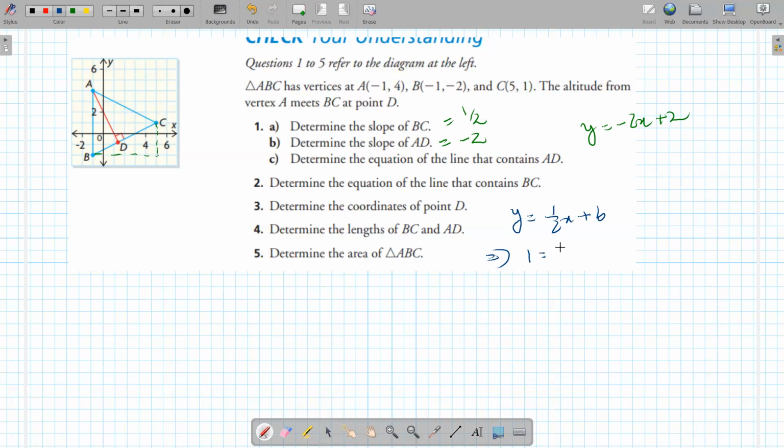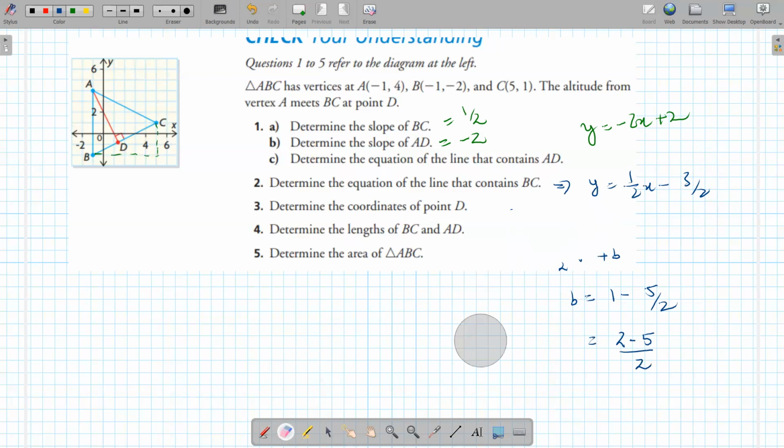So 1 equals 1/2 times 5 plus b. So b is gonna be 1 minus 5/2. What's 1 minus 5/2? If you take the common denominator, you'll end up with this. So it's -3/2, and that gives the equation of BC. All right, so we have the equation of BC.